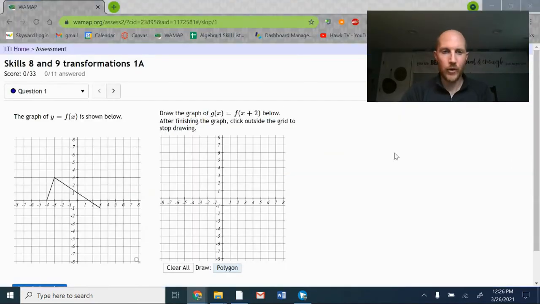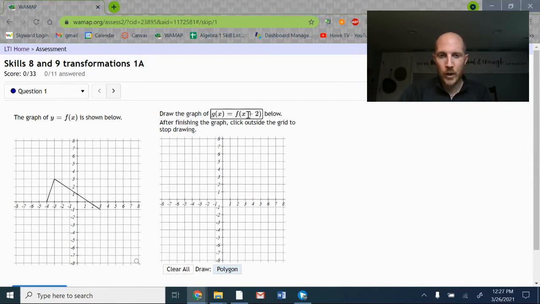All right, here's an example from the WAMAP assignment. On the left side here, I've got some original graph. The graph of y equals f of x is shown. I'm going to do a transformation. So here on the right side, draw the graph of g of x equals f of x plus 2 on the graph below.